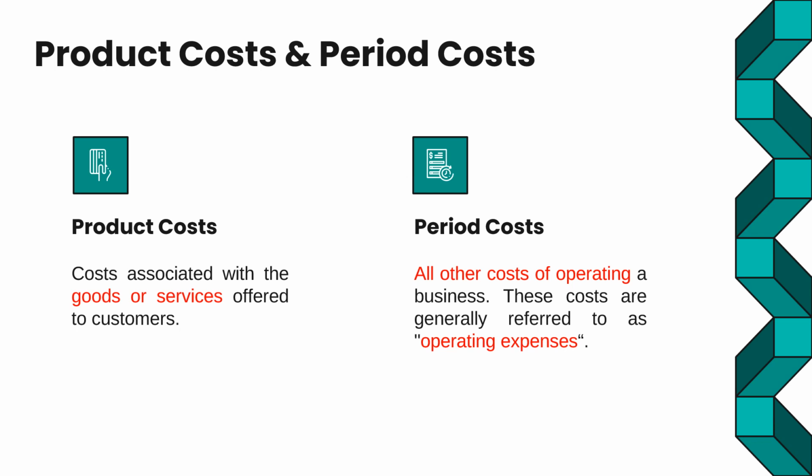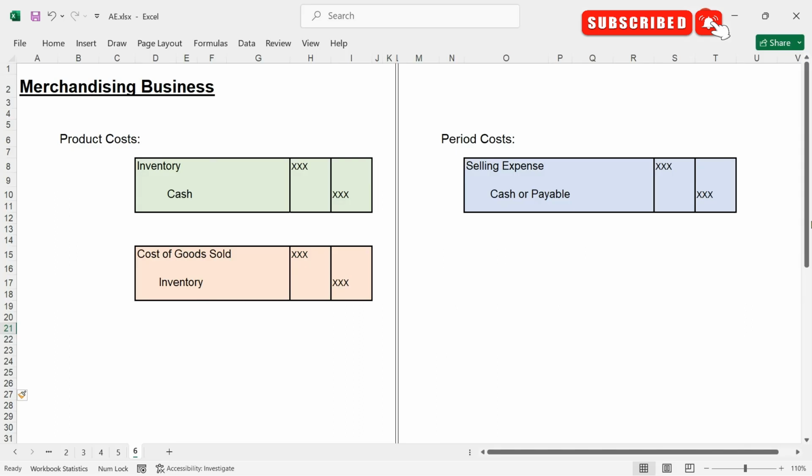To better understand these two kinds of costs, product versus period costs, let's first focus on a merchandising business. A business like Walmart that buys and sells a finished product. They don't actually make anything. They're simply in the distribution business. A merchandising business such as Walmart has product costs. The cost of their product is the cost of the merchandise that's actually sitting on their shelves.